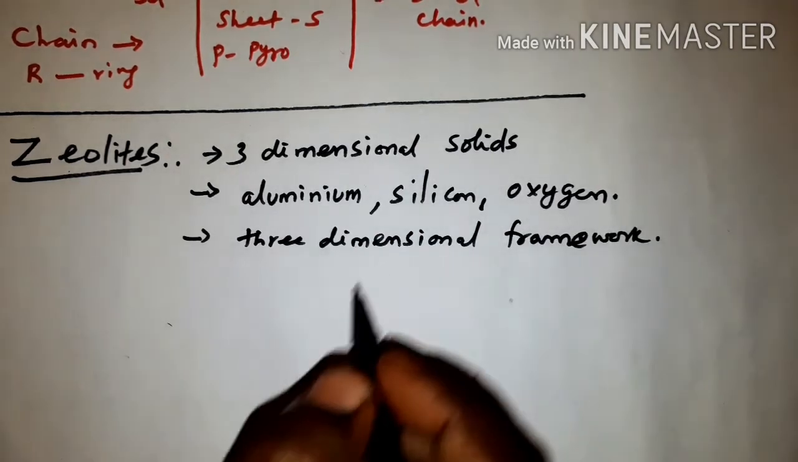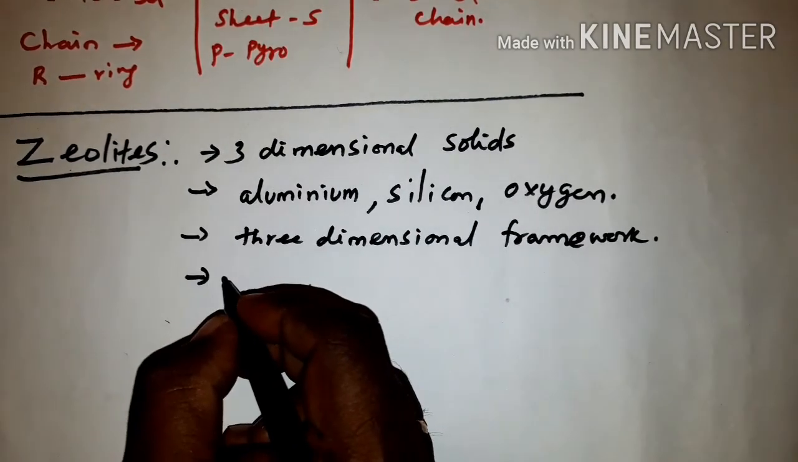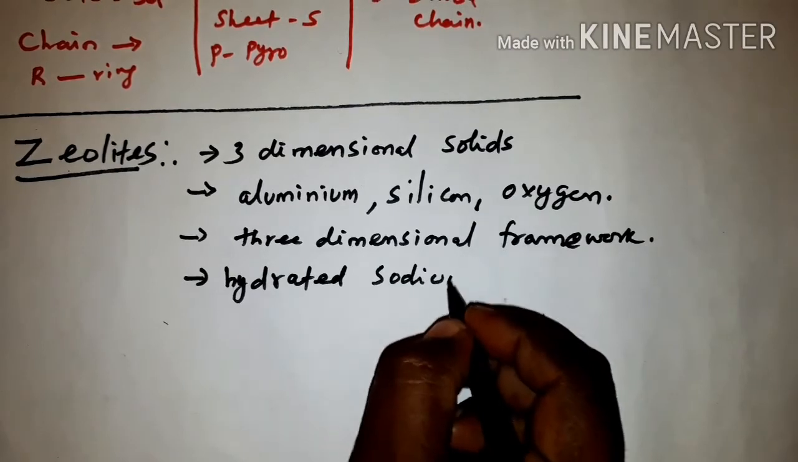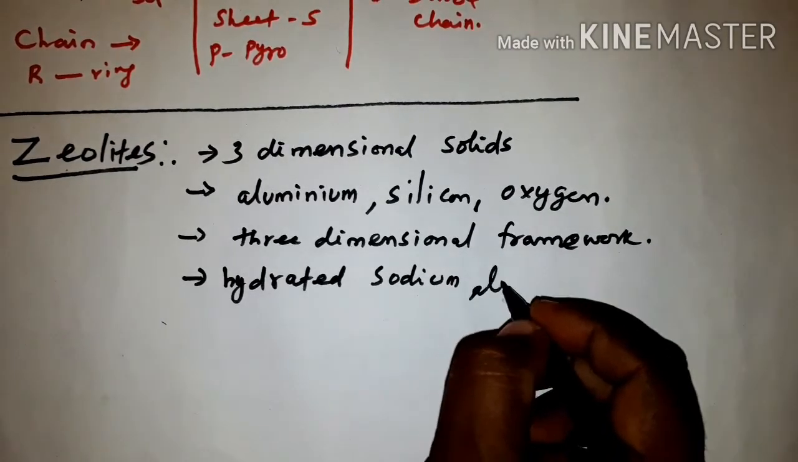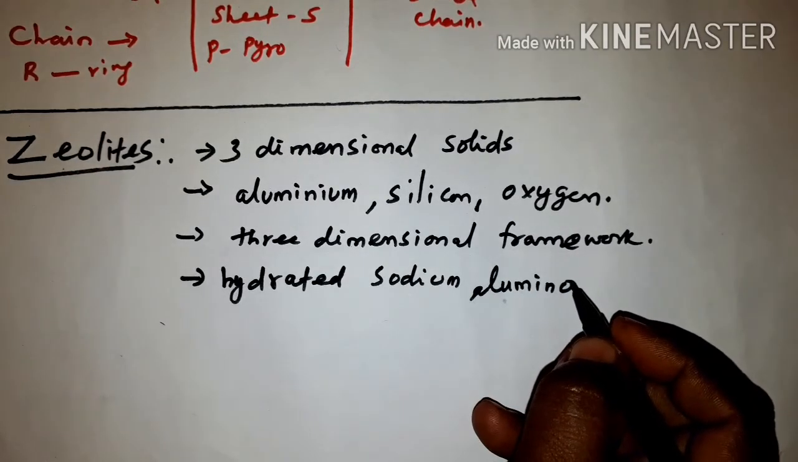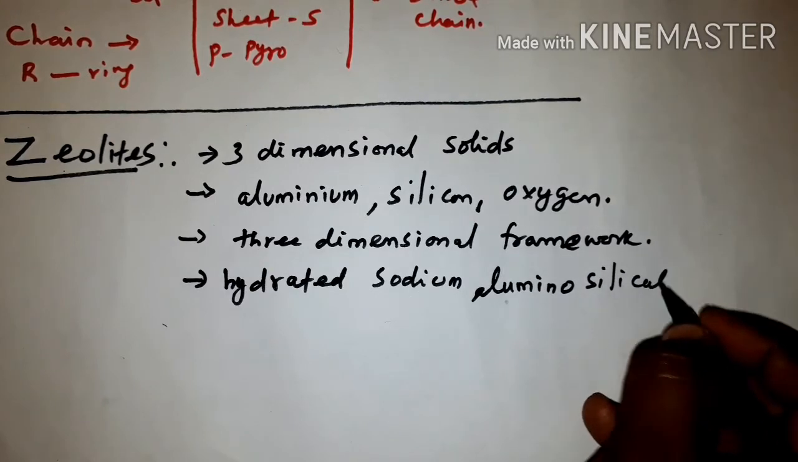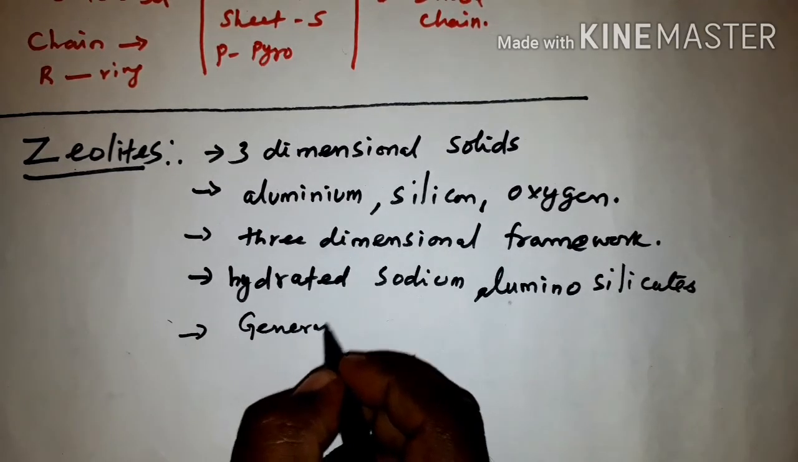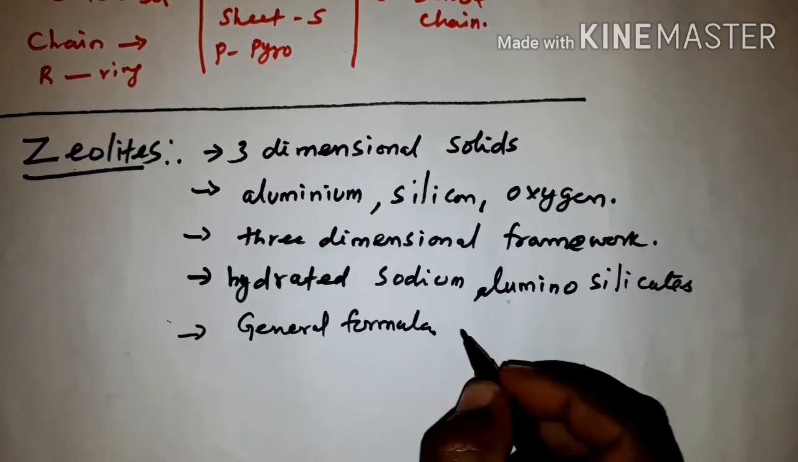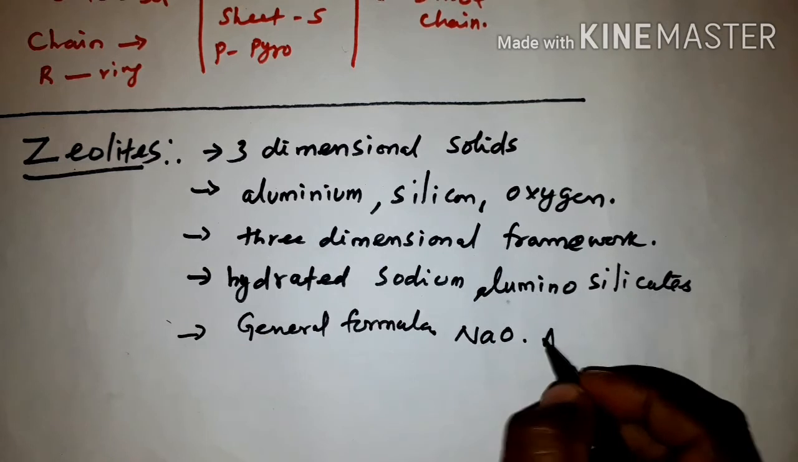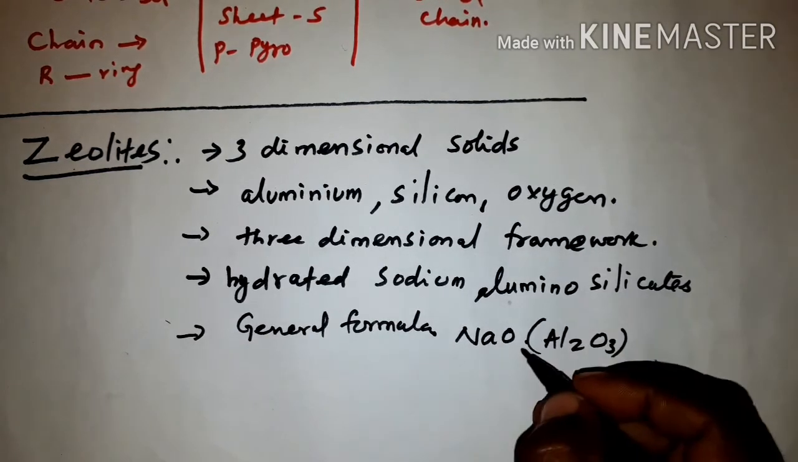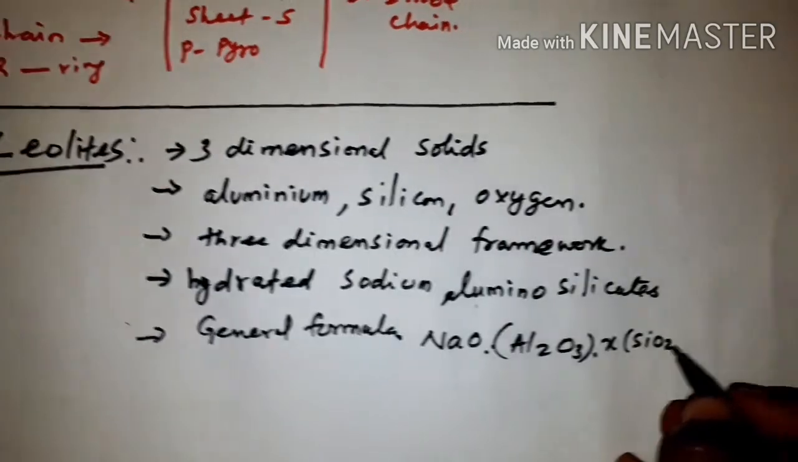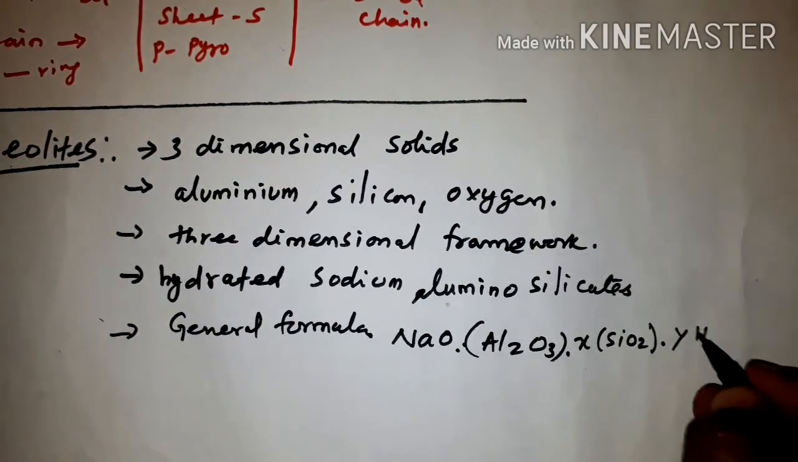Okay, so they are hydrated sodium aluminosilicates with the general formula Na2O·Al2O3·xSiO2·yH2O.